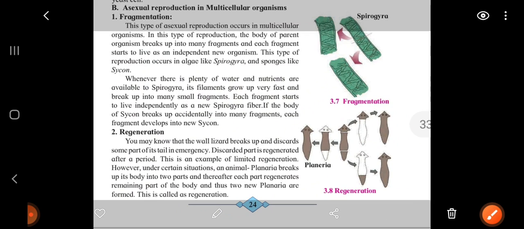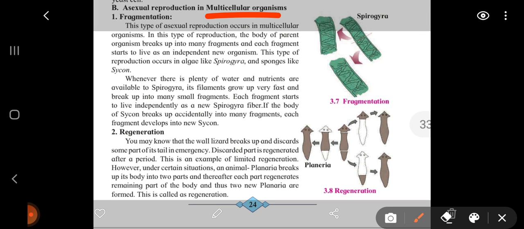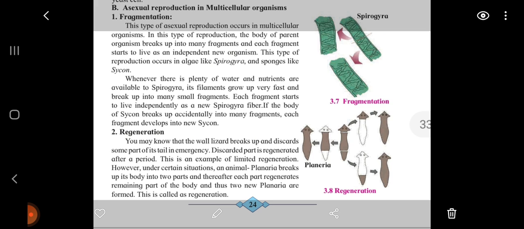Now we are going to start with asexual reproduction in multicellular organisms. Here, this part is eliminated, this paragraph. So we are not supposed to do this. Let us understand fragmentation.